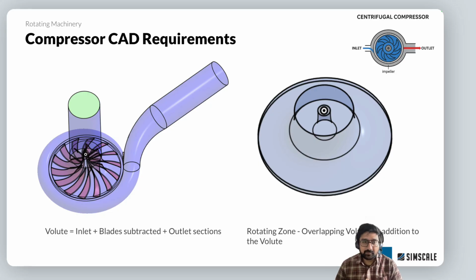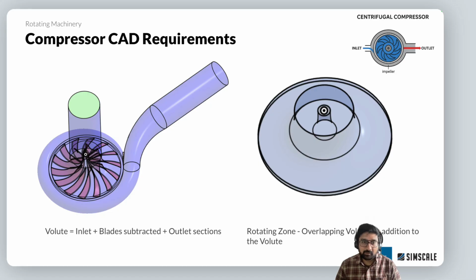To simulate a compressor, there are specific CAD requirements for any CFD tool. Within SimScale, you will need two different volumes to simulate a compressor. The first one is a combination of the inlet, the rotating section, and the outlet or the diffuser section. All these sections should be merged together to form the volute of the compressor.